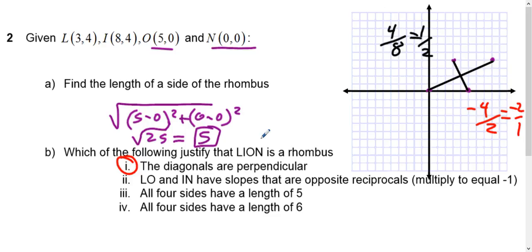Let me label these: L, O, and I, N. Do LO and IN have slopes that are opposite reciprocals? That's what we just checked. Those are the diagonals. Yes, they have slopes that are opposite reciprocals, so yes. Do all four sides have a length of 5? Yeah, that's what we found in part A. That's true. All four sides have a length of 6? No, they all had a length of 5. So it's 1, 2, and 3.